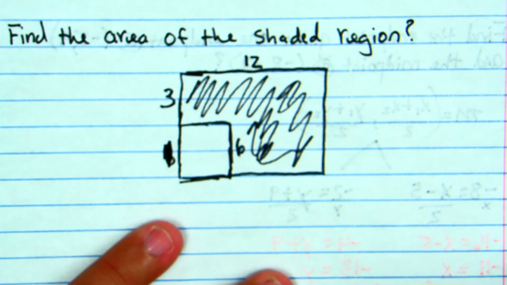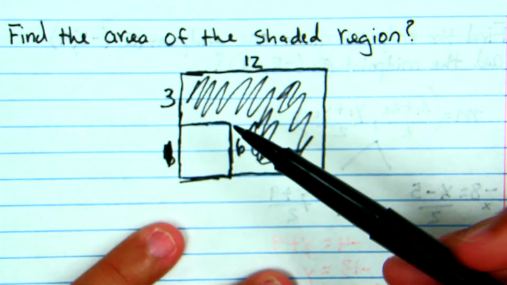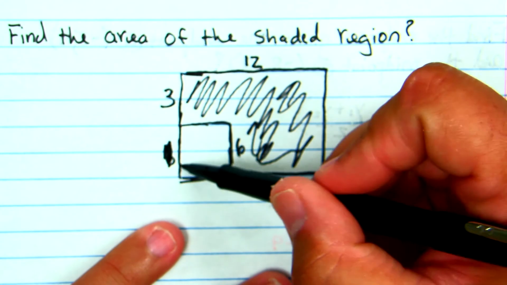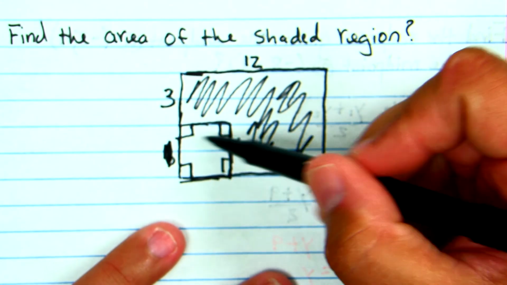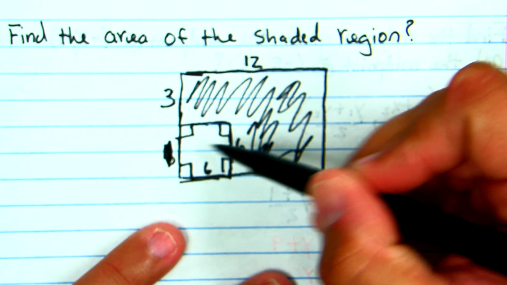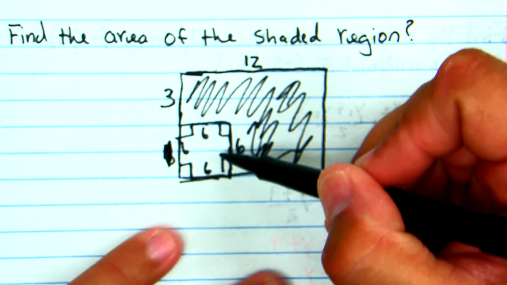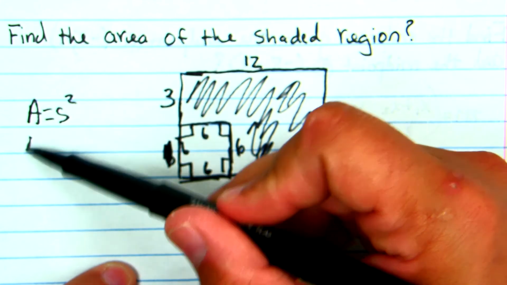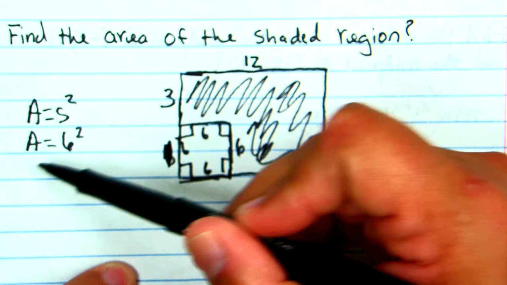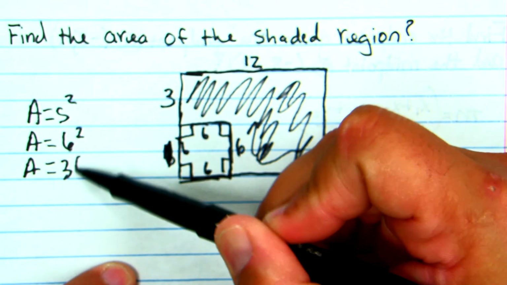Well, first what we need to do is find the area of the square. One side of the square is 6, so that means that all four sides are 6. So this is 6, that's 6, this is 6, and that's 6. So my area of my square is A equals side squared, or A equals 6 squared. So my area equals 36.